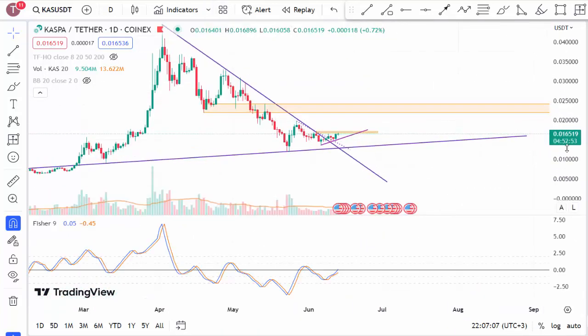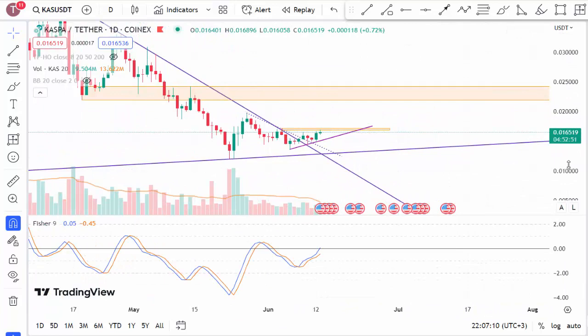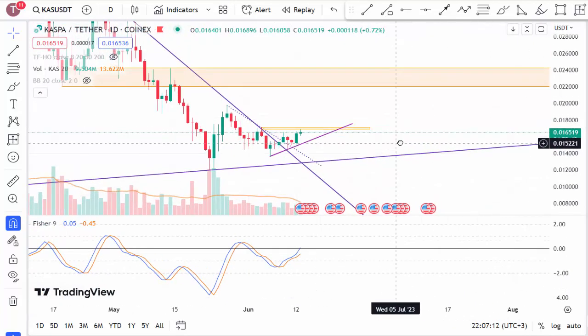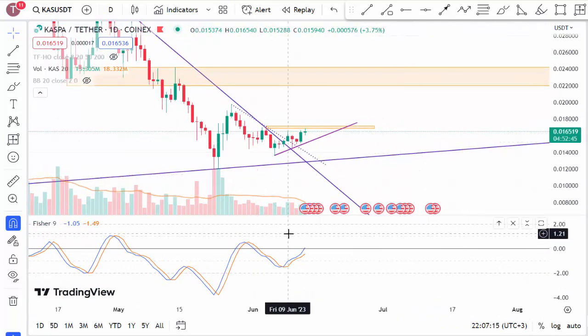If we look at the Fisher indicator, it is currently giving us a slight buy signal by making an upward breakthrough. The reason why this signal is considered a slight buy signal is the breakthrough at 1.49 level. In Fisher, the further the breakthrough is from 0, the stronger it is considered. Since it occurred at 1.49 level, it can be interpreted as a slight buy signal.